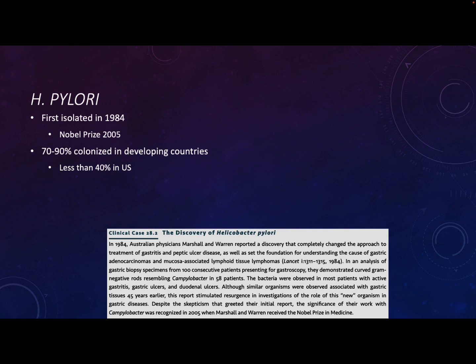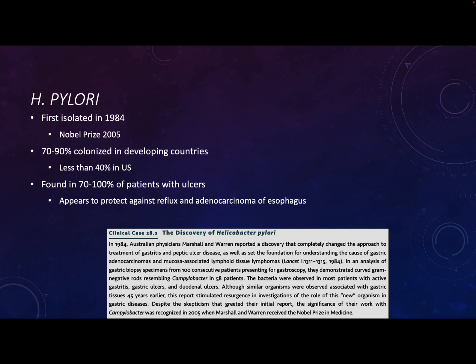It is estimated that in developing countries, so countries that don't have the same level of infrastructure for sanitation, between 70 and 90% of people are colonized with this organism, and that the number is less than 40% of people in the US. Now, one of the really weird things about this bacterium is it is found in almost every patient that has stomach ulcers.